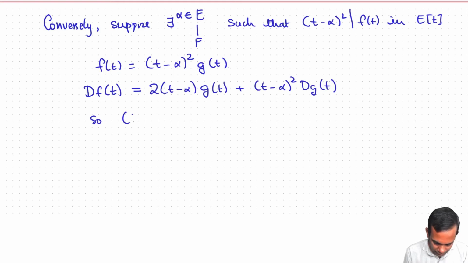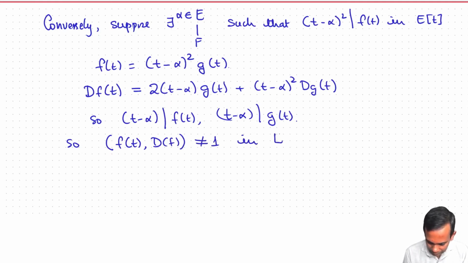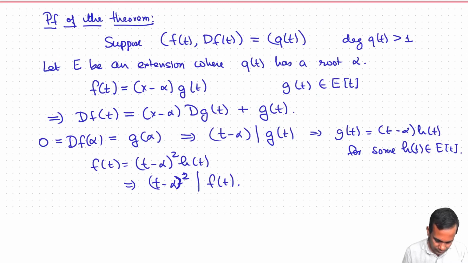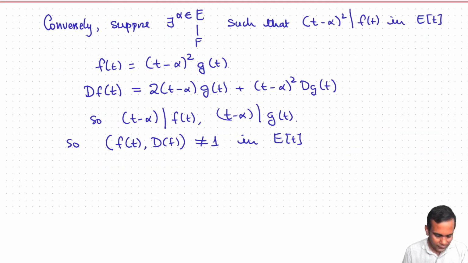So t minus alpha divides both f(t) and df/dt, which means that the GCD of f(t) and df/dt is not equal to 1 in E[t]. This is the GCD in E[t], but in this theorem, I don't want to worry about extensions. I just want to compute the GCD of f(t) and df/dt in F[t]. But the point is, it doesn't really matter. So here's a lemma.